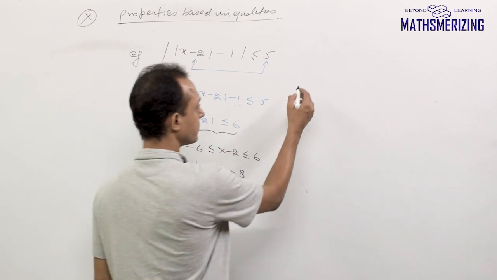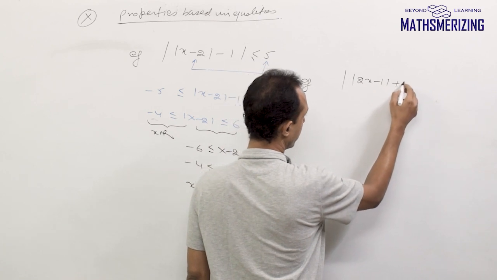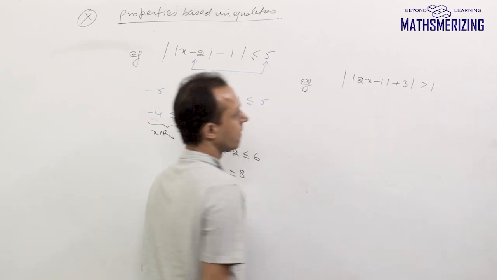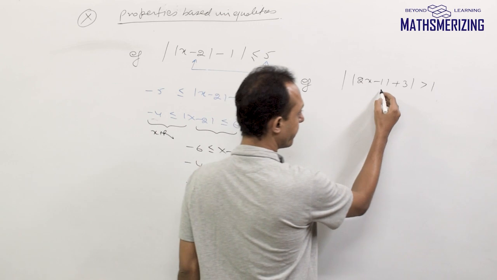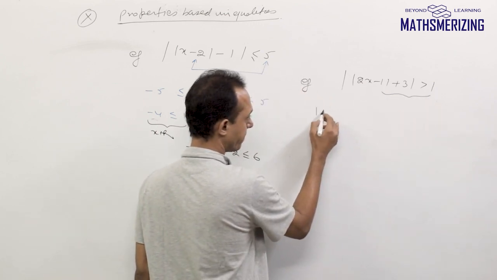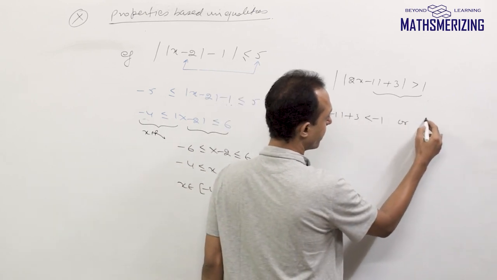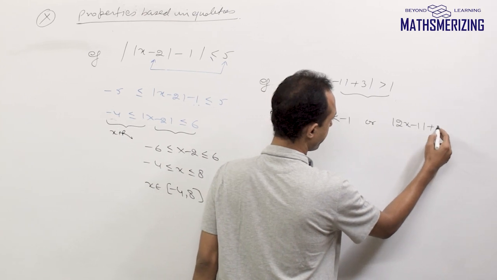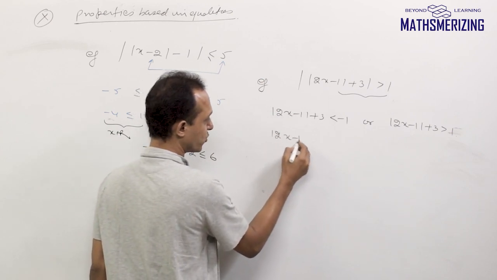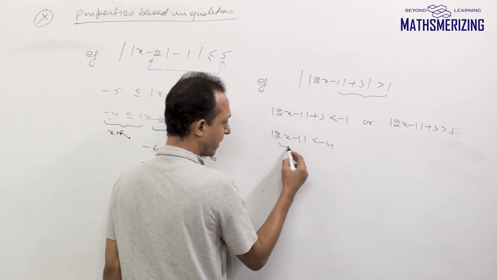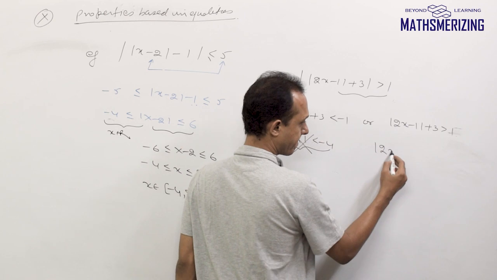I'll take up another example. Say for example, mod of 2x minus 1 plus 3 greater than 1. So here mod x is greater than A. So when mod x is greater than A, then x is less than minus A or x is greater than plus A. So if I'll solve it, I'll get 2x minus 1 is less than minus 4. A positive number cannot be less than a negative number. So I won't get anything from this.